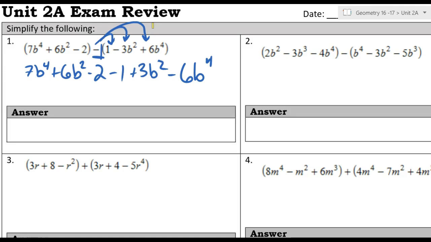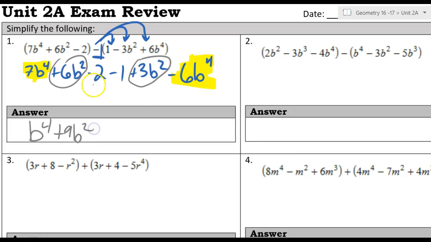So I always want to start with the largest exponent, which is b to the fourth in this case. So I have a 7b to the fourth and a -6b to the fourth. When I combine 7b to the fourth minus 6b to the fourth, I'm left with just b to the fourth. And then I have 6b squared plus 3b squared, which is 9b squared. And then -1 minus 1, which is -3.